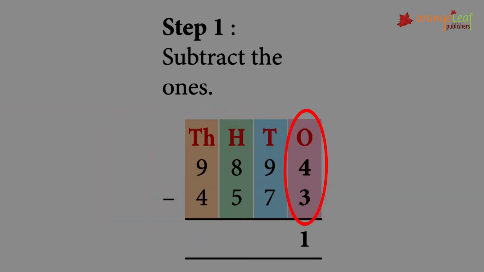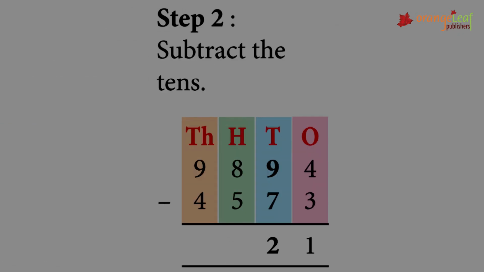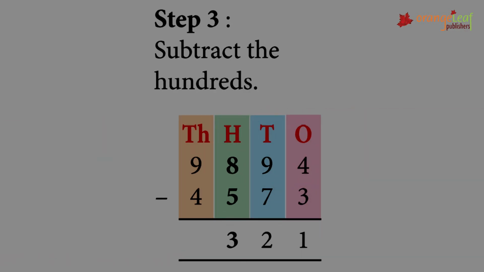Subtract the ones. That is 4 minus 3 is equal to 1. 1 comes in the ones place. Step 2. Subtract the tens. So, 9 minus 7 is equal to 2. Therefore, 2 is in the tens place. Step 3. Subtract the hundreds. That is, 8 minus 5 is equal to 3. 3 is in the hundreds place.